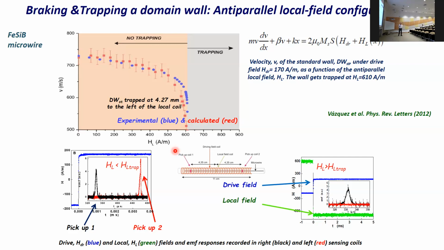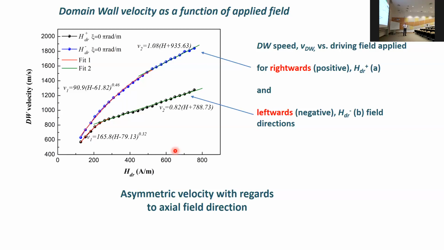Also, another example. In this case, we do not have this local coil in the center of the solenoid, but we see here the velocity of the domain wall as a function of the driving field. You see two behaviors with linear behavior. Here the velocity of the domain wall is larger than before, but we see an asymmetry: when we apply the field to the right or to the left, we have different values of the velocity. In both cases, the domain wall is propagating from the left to the right because the wire is asymmetrically placed.